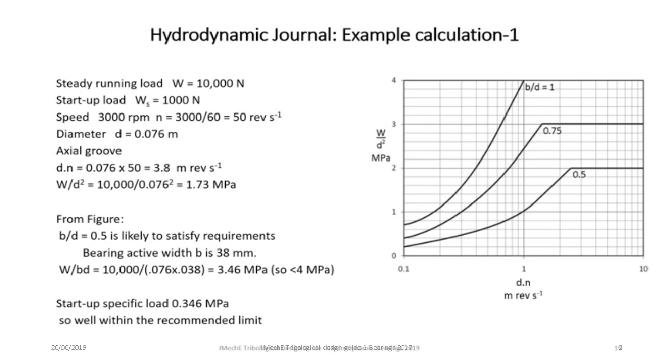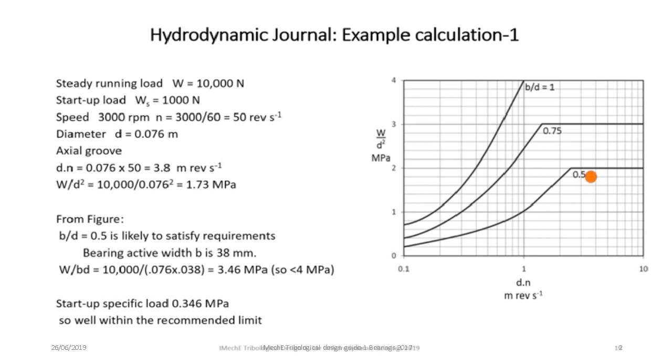Let's look at a numerical example. Suppose we have a steady load of 10 kilonewtons supported on a shaft rotating at a steady speed of 3,000 revolutions per minute, so 50 revs per second. We choose an axial oil pocket, so the curves of slide 17 apply. Suppose we take D equal to 76 millimeters, or 0.076 meters, then D times n is equal to 3.8 meters revolutions per second, and W upon D squared is equal to 1.73 megapascals.